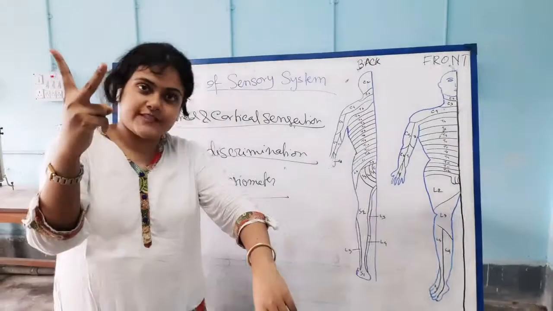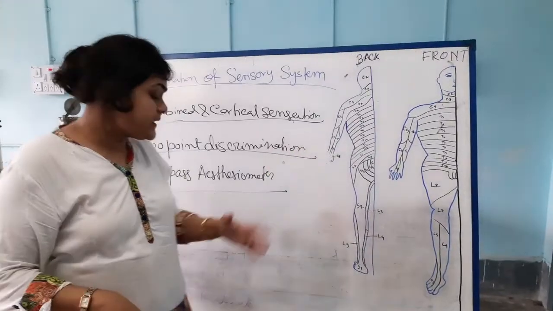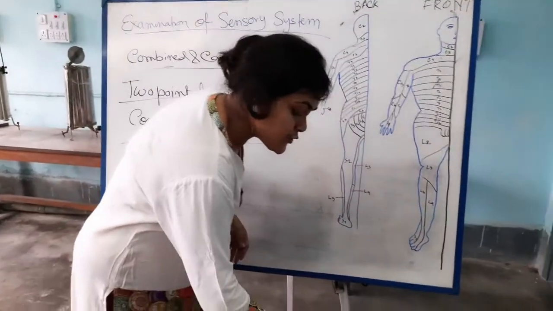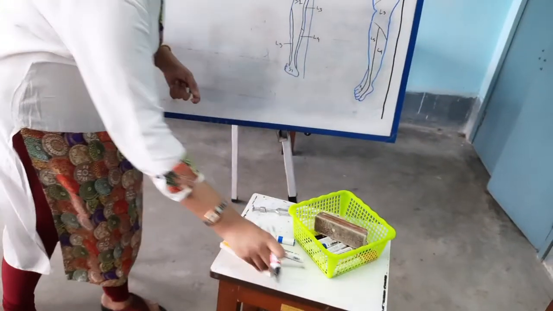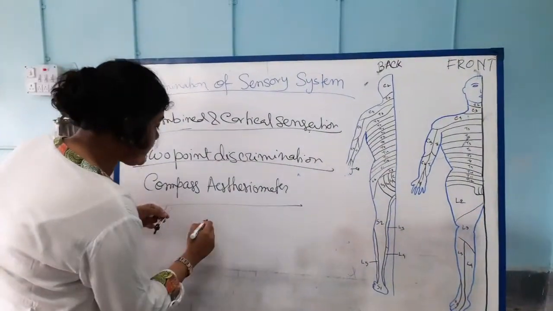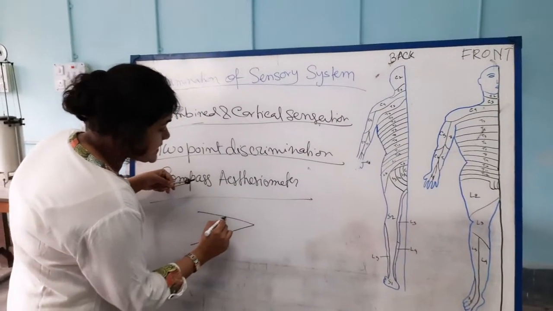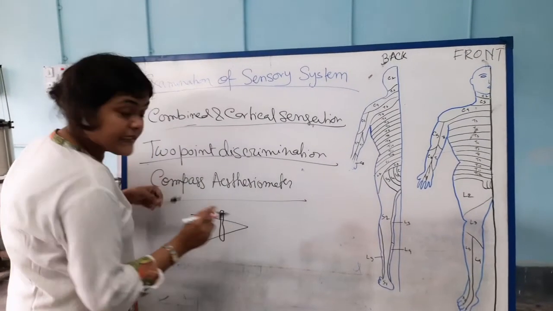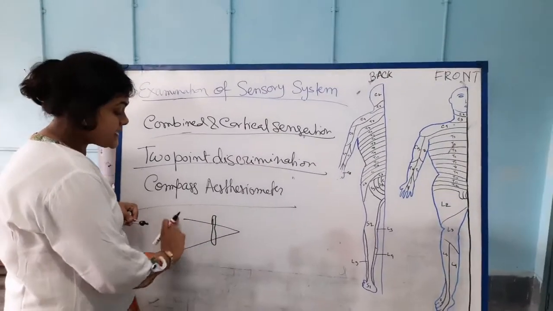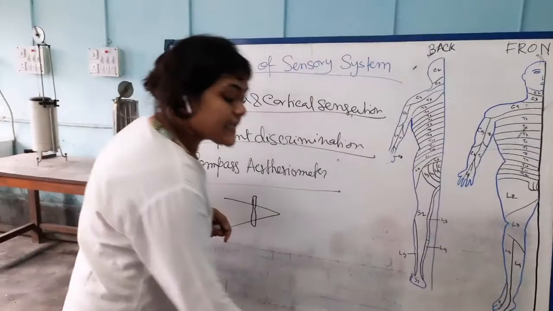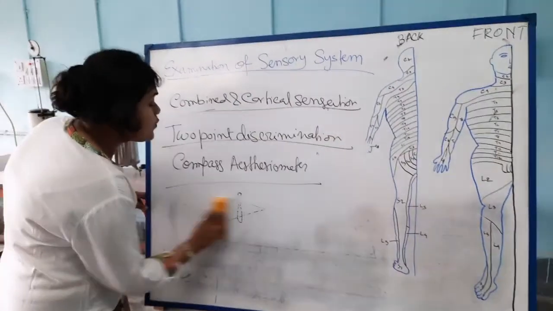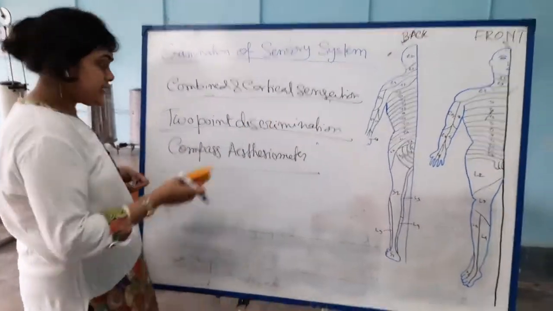This is also acceptable. Okay. So the ideal instrument is the compass aesthesiometer. If you are not provided with that, this instrument is also alright. The compass aesthesiometer is very much like this, only it has an adjustable screw in the middle of the limb, so that the distance between these two limbs is adjusted. Okay. Now what is the sense of 2-point discrimination?